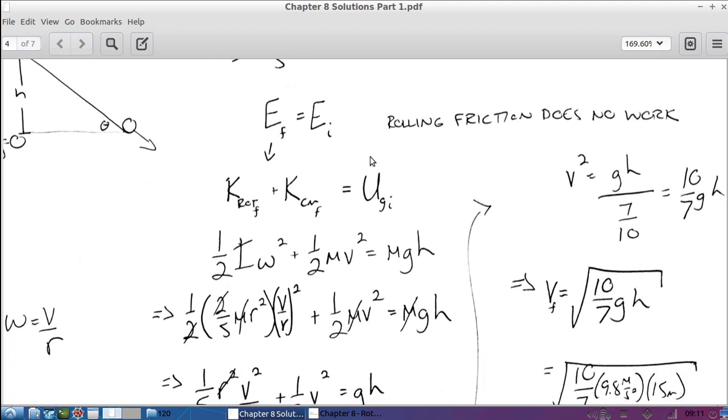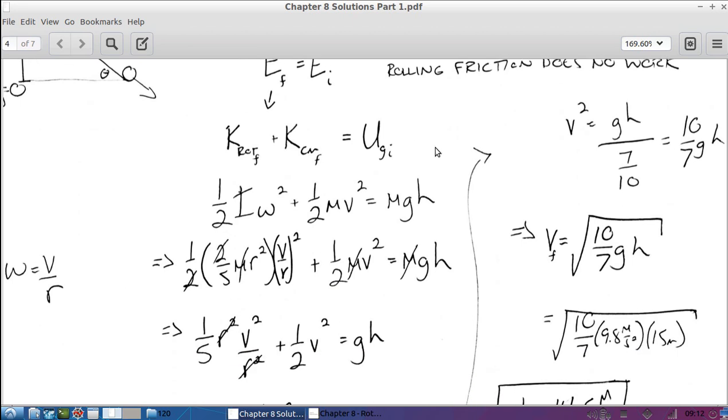So I'm going to say that the initial gravitational potential is equal to the final kinetic energy of the object. But at the end, at the bottom of this incline, it's going to have linear kinetic energy, translational kinetic energy, and it's going to have rotational kinetic energy. Right? So I've got two kinetic energy terms over here. Set them equal to the initial gravitational potential energy. It starts from rest, so there's no initial kinetic energy, so I don't have to worry about that term.